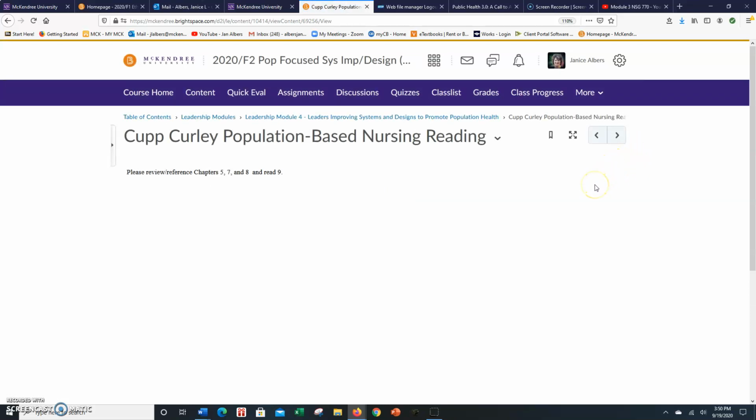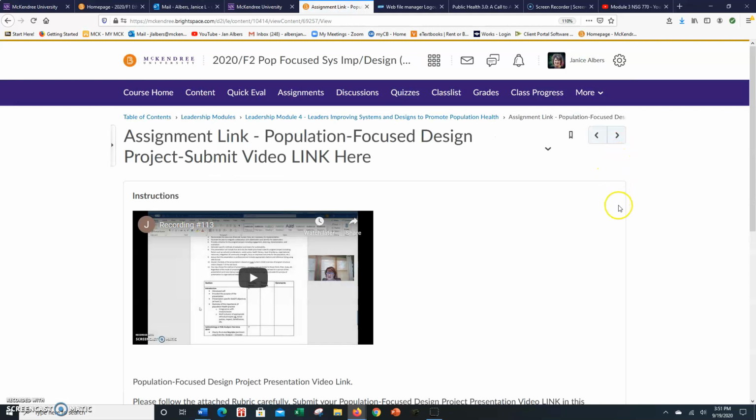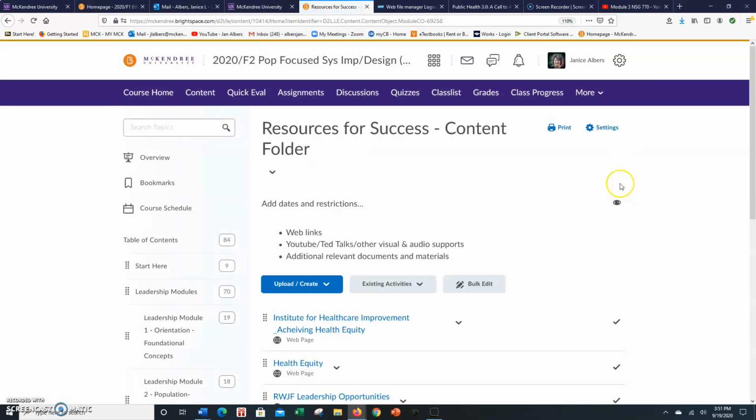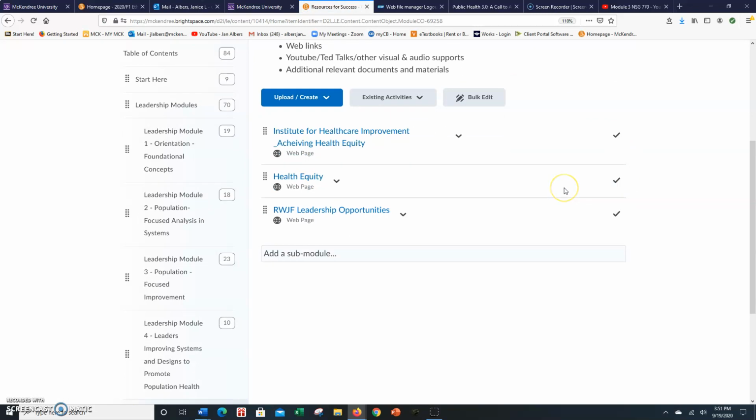So with that, we are actually going to recap some of the readings that you've already done in our Cupp and Curley textbook, just to revisit those because they're helpful in the population-focused design project. And then we're also going to look at the role of accreditation in validating population-based care. And here, of course, is our assignment link for our population-focused design project and our content folder.